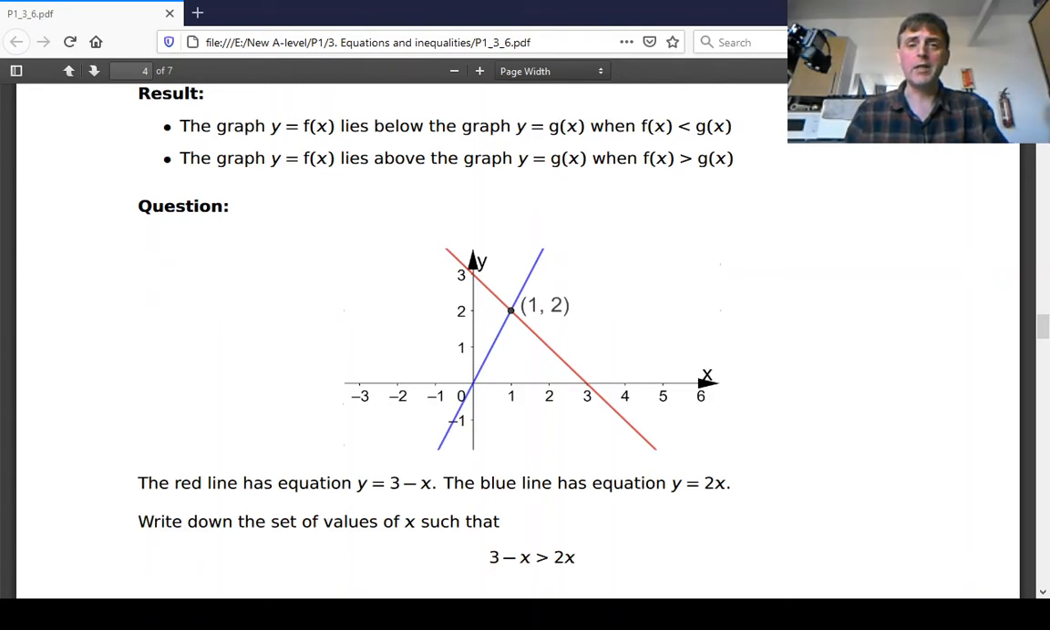So I'm hoping you're agreeing that it's not a particularly complicated idea to use the graphs to help us understand these inequalities. Okay, I've put another question on the screen for you to have a go at here. I've already plotted the graphs. I found the intersection point. Your job is simply to write down the set of values such that 3 minus x is greater than 2x.